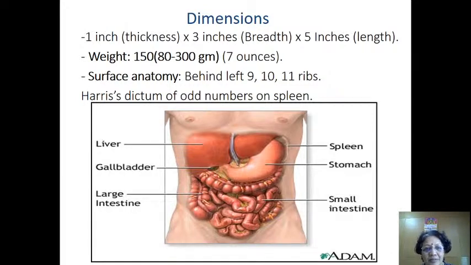Its weight is about 150 grams, and its surface anatomy is behind the 9th, 10th and 11th ribs. So this was put together as a rule of odds by a person called Harris, that 1, 3, 5, 7, 9, 10, actually leave 10 between 9th and 11th ribs. So all these odd numbers are the way to remember the dimensions of the spleen.